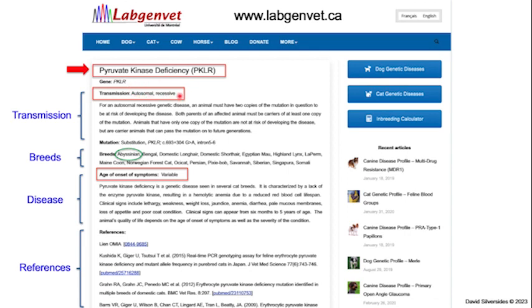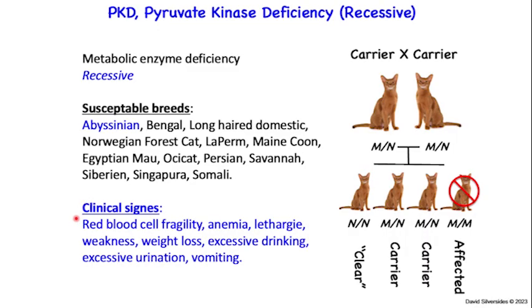Transmission is autosomal recessive. Breeds are presented, including the Abyssinian. Age of onset of symptoms, which is important, and for this disease, we have a variable age of onset of symptoms. The clinical aspects of the disease are described, as well as references to the scientific literature for going into more detail. In terms of the clinical aspects, they include red blood cell fragility, anemia, weakness, etc.